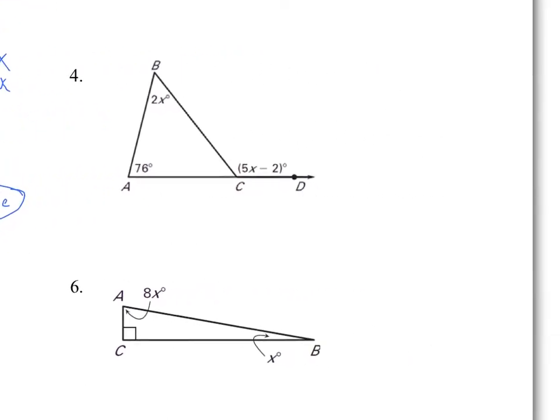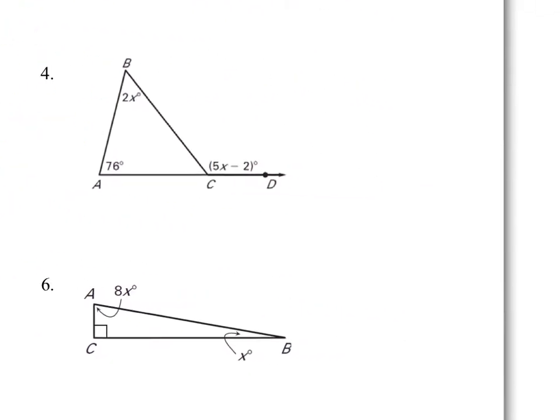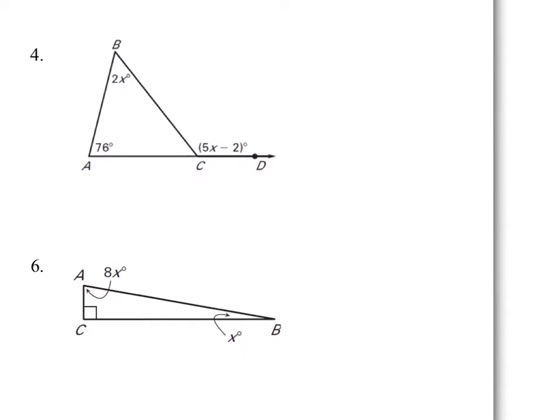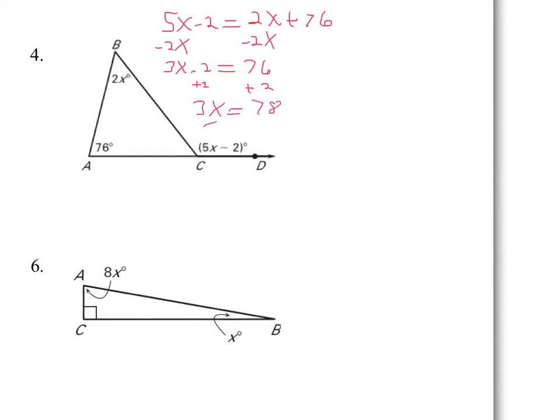Alright, number 4. This is another external angle. So let's just go ahead and set this up. We'll set up 5x minus 2 equal to 2x plus 76. Then we'll just solve that. I'll subtract 2x from both sides. I'll add 2 to both sides. And then divide both sides by 3. 78 divided by 3 does come out evenly to 26. So there's my x answer.